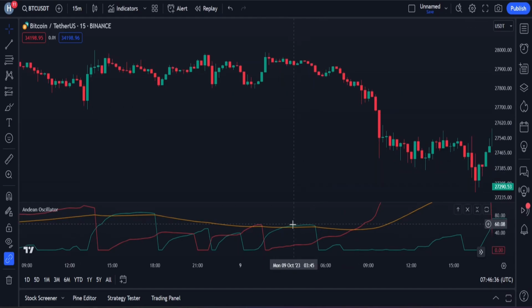For example, here we can see we have bullish momentum, as we have the green line crossing above the signal line.